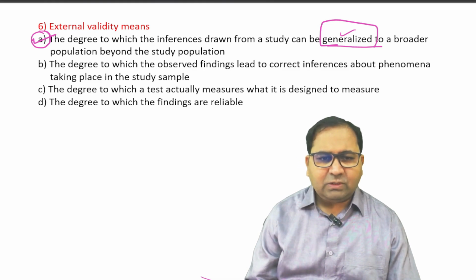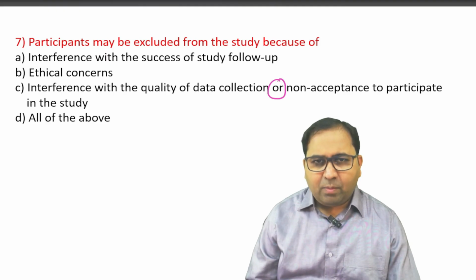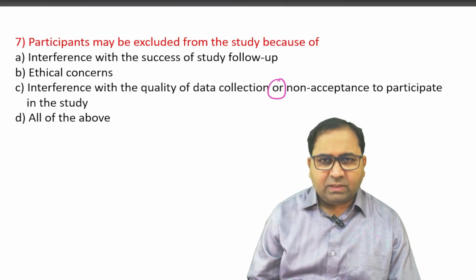Okay, the next question. Participants may be excluded from the study because of. The options are A. Interference with the success of study follow-up, or B. Ethical concerns, or C. Interference with the quality of data collection, or non-acceptance to participate in the study, or all of the above. So what is the answer for this question? The answer for this question is all of the above.